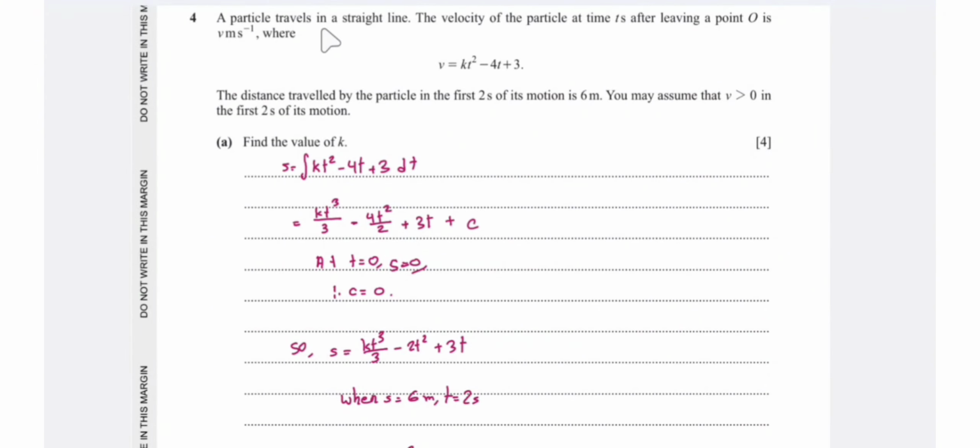Number 4. A particle travels in a straight line. The velocity of the particle at time t seconds after leaving a point O is v meters per second, where we are given this expression for the speed in terms of k and t. The distance traveled by the particle in the first 2 seconds of its motion is 6 meters.